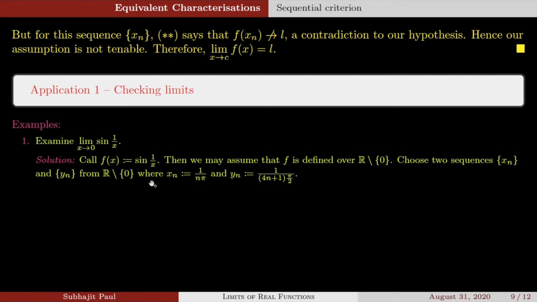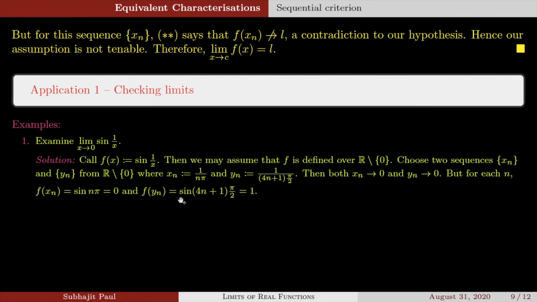So f of y_n is sine of 1 over y_n, and 1 over y_n is (4n plus 1) pi by 2. So that is sine of (4n plus 1) pi by 2. Sine of this thing is always 1. Both x_n and y_n tend to 0; y_n also tends to 0, since there is an n in its denominator. But for each n, f of x_n is sine of n pi, that is 0, and f of y_n is sine of (4n plus 1) pi by 2, that is always 1.